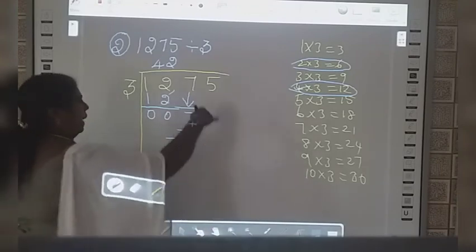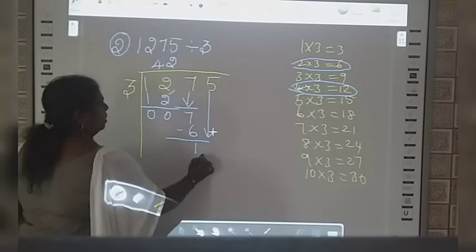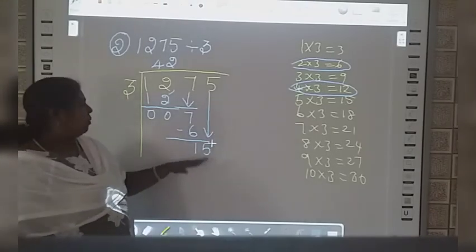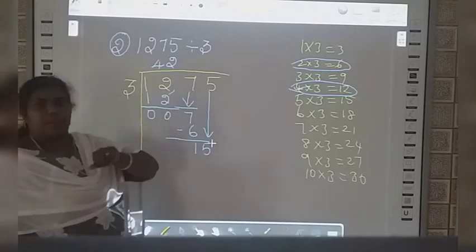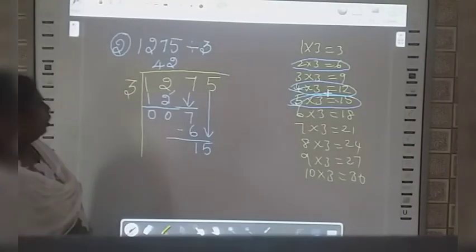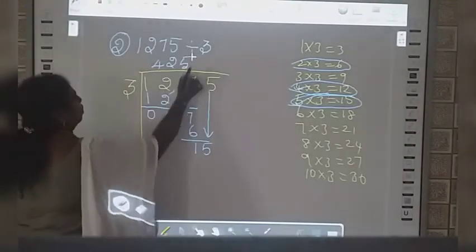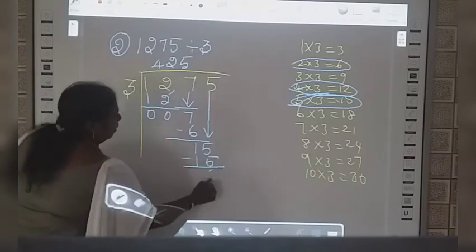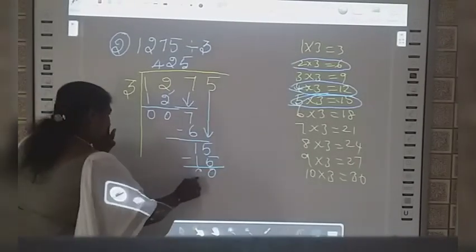Next we are going to write the next number. The last number is 5. Now it is 15, isn't it? 15 means in the third table how many times? 5 times 3s are 15, so you have to write 5 in the quotient. Subtract it here. 5 minus 5 is 0. 1 minus 1 also 0.